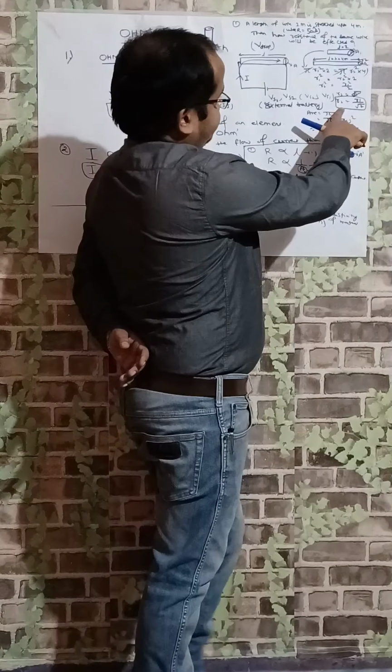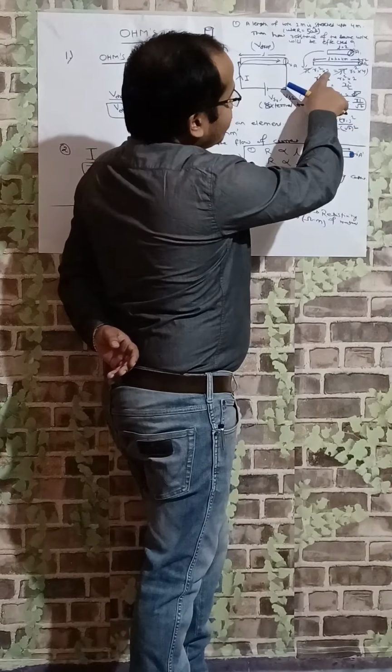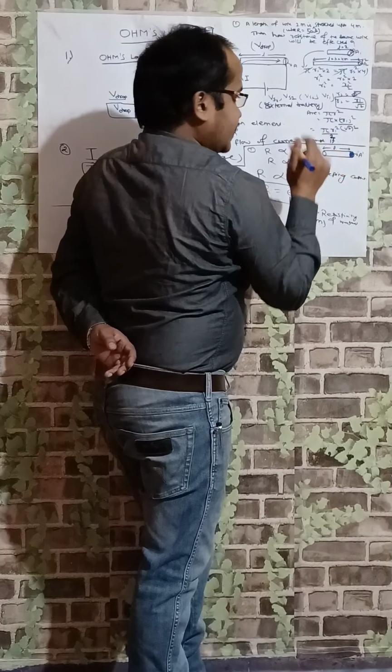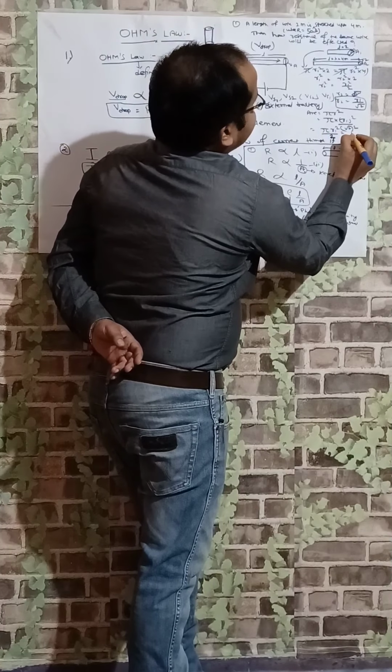As pi r1 square into h equals pi r2 square into h, r1 square equals r2 square into 2, so r2 square is equal to r1 square by 2. Yes, so r2 is equal to r1 by root 2. The area of cross section is circular, so its area is pi r square: pi into r2 square, which is pi r1 square by 2. The original area is A1, pi r1 square, so the new area is A1 upon 2.